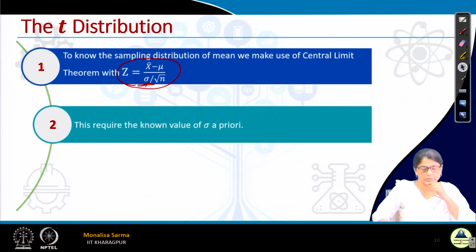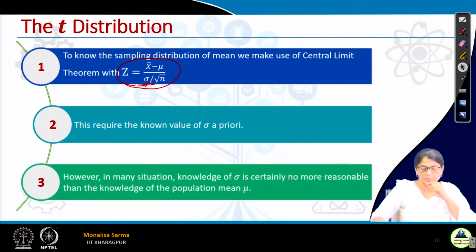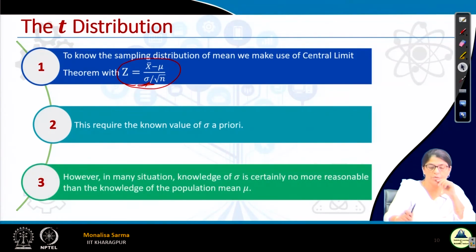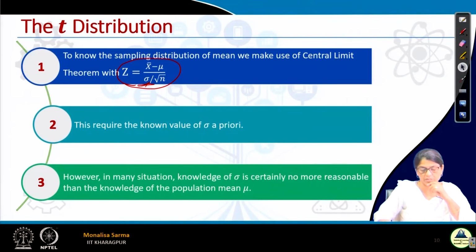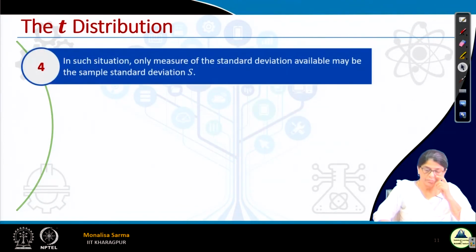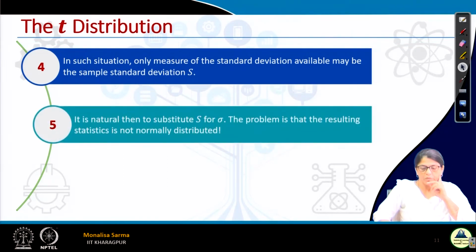So whatever I told here required a known value of sigma a priori. However, in many situations, knowledge of sigma is certainly no more reasonable than knowledge of the population mean mu, right? So in such a situation, the only measure of standard deviation available may be the sample standard deviation s. If we substitute sigma by s, the problem is that the resulting statistic, so what is the statistic now? The sample statistic is the t value, right? So the sample statistic is now not normally distributed.